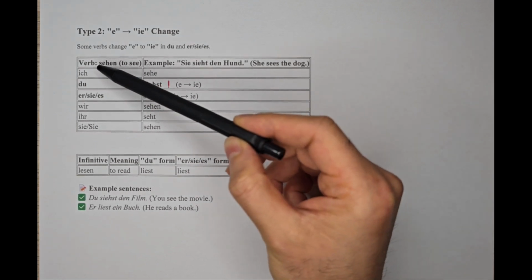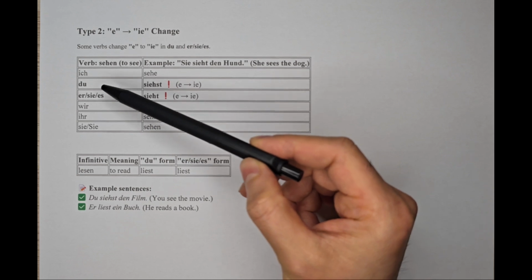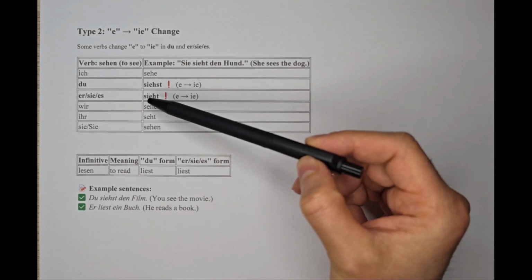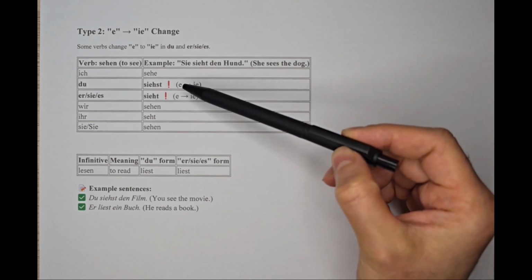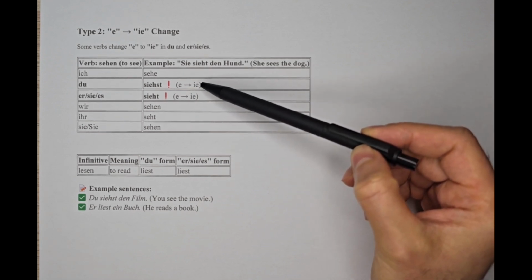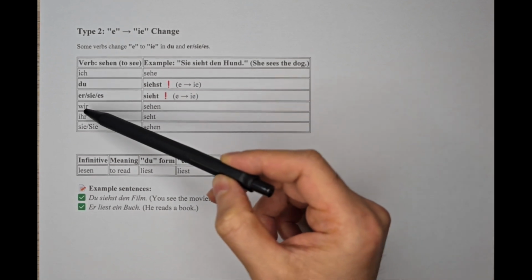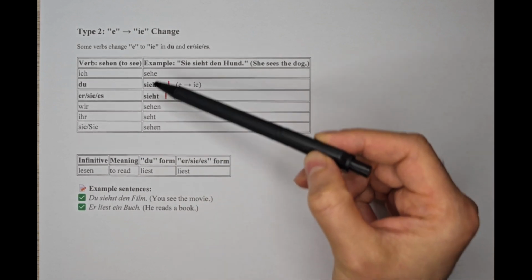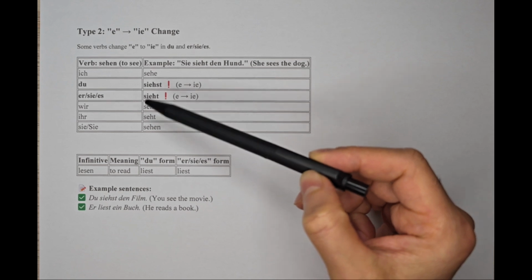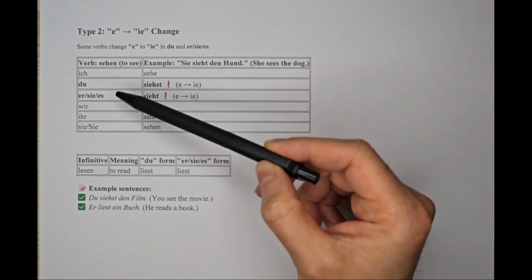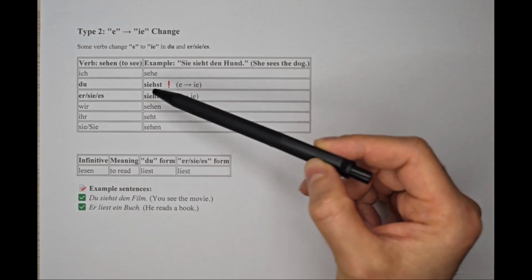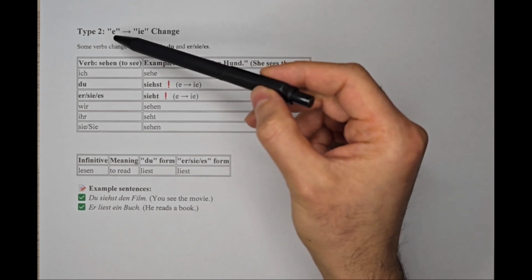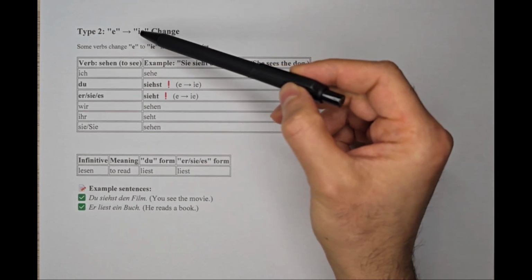But the stem of the verb se, in case of those two pronouns, du and er, sie, es, will change into siehst, er, sie, es, sieht. So the change that is happening is the E getting converted to IE. Again here also, for the plural forms, it will stay the same. So only for ich and the plural form will it stay the same. For the second person singular as well as the third person singular, it will change. That means the change will be that in the stem of the verb, the E will get converted into IE.